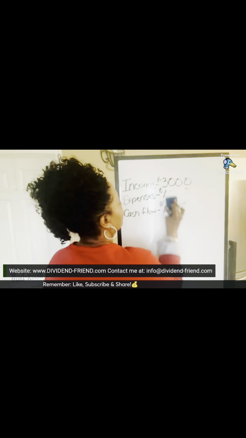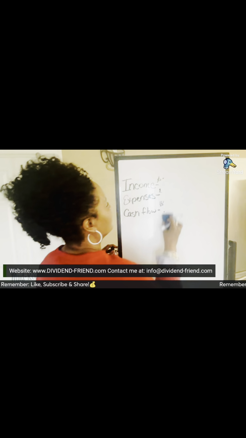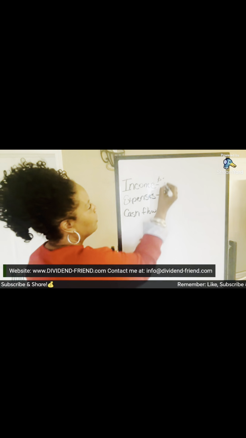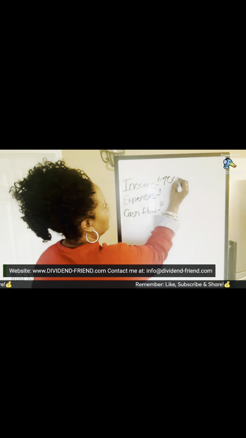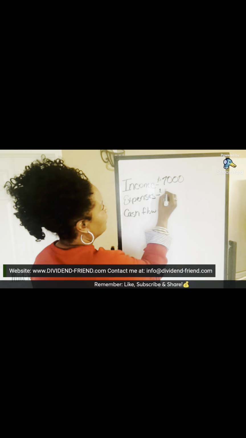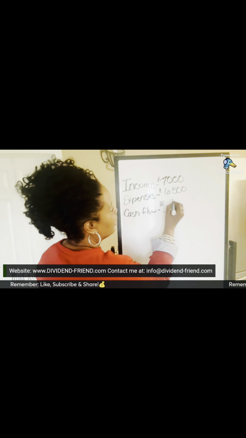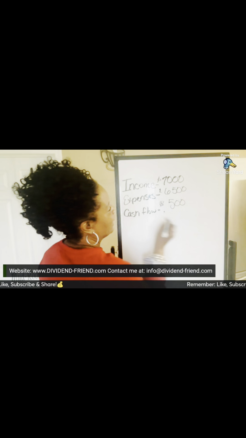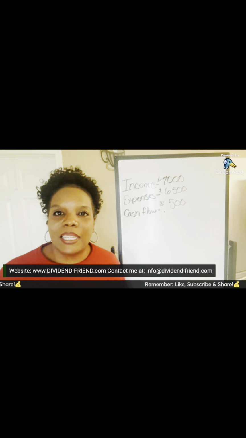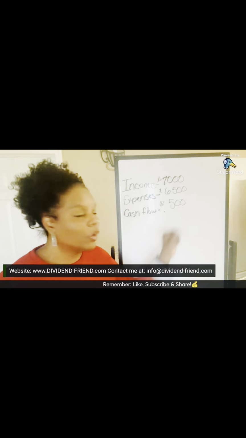But let's say someone came in here. Once again, you guys, let's just say their income is $7,000 after taxes. Their expenses are $6,500. The world we live in, they're going to have $500 left over at the end of every single month. Once again, positive cash flow. We can work with that.